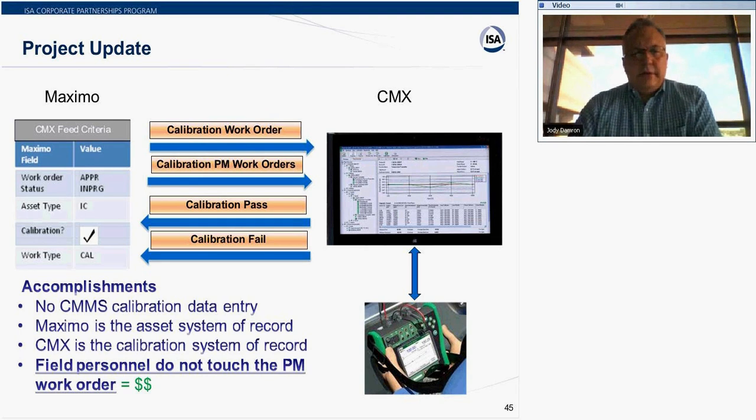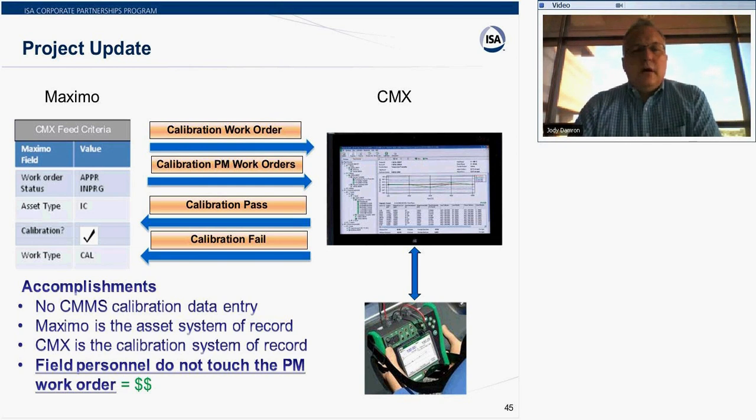In order to meet the criteria to be transferred to the CMX software, we had to have an asset that was type INC for instrument and control, a calibration checked, and then a work type of CAL, so a work order that is identified as a calibration work order. That calibration checked is what CMX worked with our technician on, and so we have roughly 28,000 instruments, and 7,700 of them transfer over to CMX.